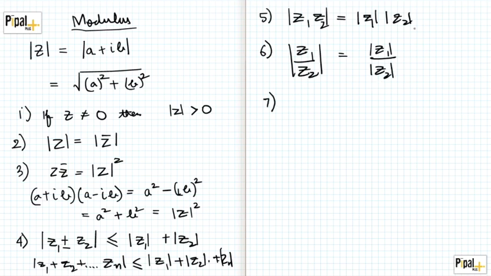Then we can use this to give us the seventh property, and that is, if you take the modulus of a complex number raised to the nth power, this is equal to the complex number's modulus to the power n. So hope these properties are clear.